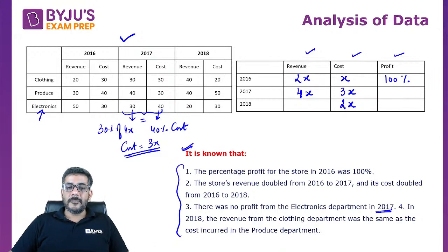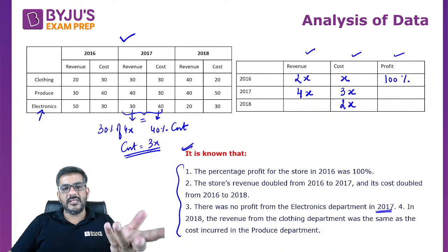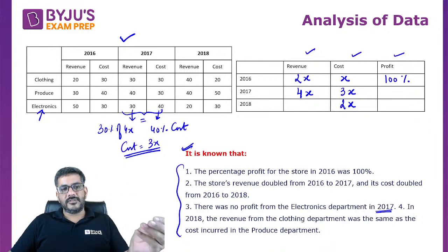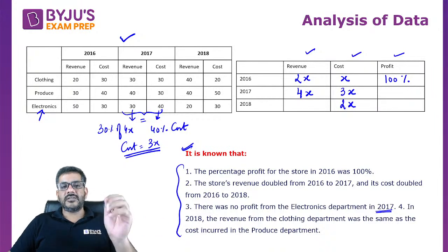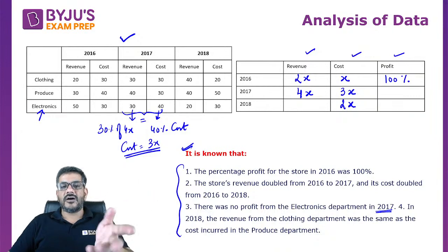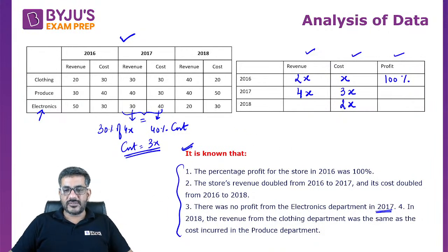I repeat once more. He says from electronics department, there is no profit. No profit means the cost is equal to revenue. What is the revenue from electronics department? It is 30% of total revenue of 17, which is 4x. So 30% of 4x, which is equal to 1.2x, should be equal to the cost of electronics department, which is 40% of total. 40% of total means whatever the cost is, 40% of that should be equal to 1.2x. From there I got the cost, 3x for 2017. Right? I hope you understood this part.